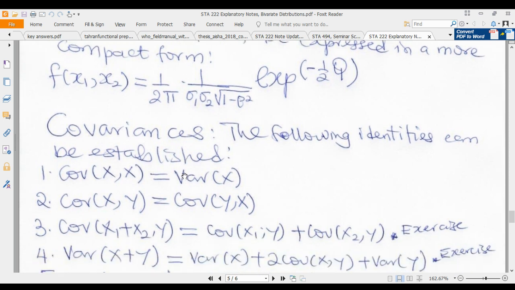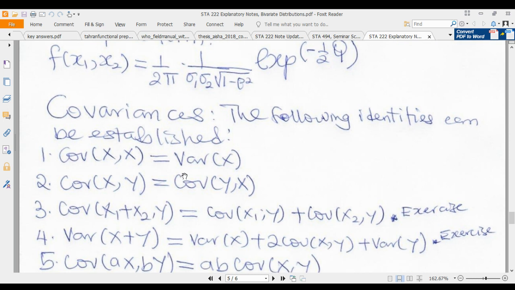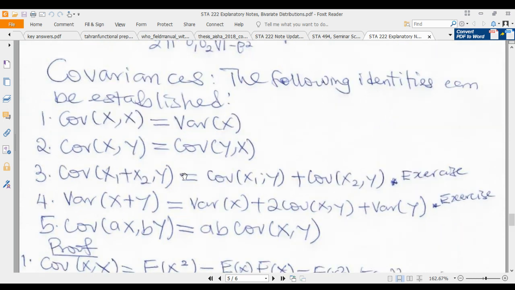Now, covariances. These are identities that can be established easily. The covariance between x and x is equal to the variance of x. That's the first one. The second one, the covariance between x and y is the same thing as the covariance between y and x. And the third is that the covariance of (x1 plus x2) with y is the same thing as the covariance of x1 and y plus the covariance of x2 and y.